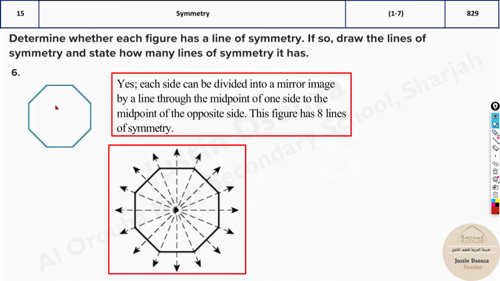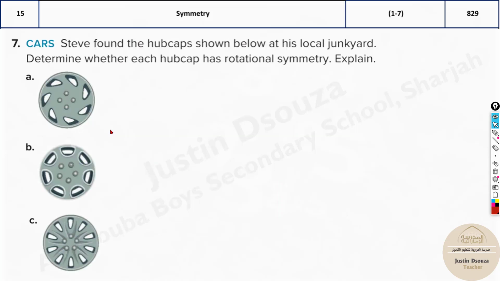Again, depending on the vertices, how many sides are there? 1, 2, 3, 4, 5, 6, 7, 8. 8 vertices. Yeah. And what about these?